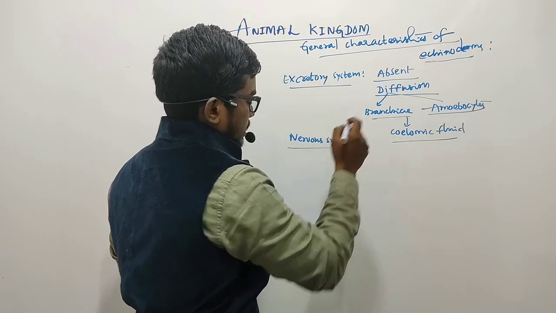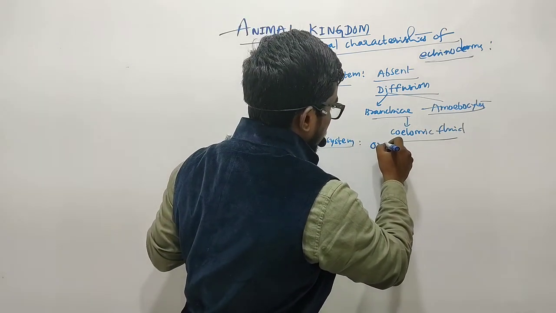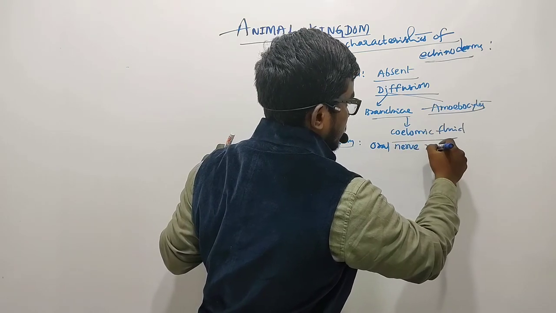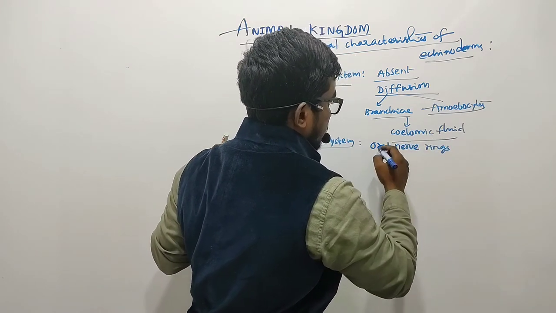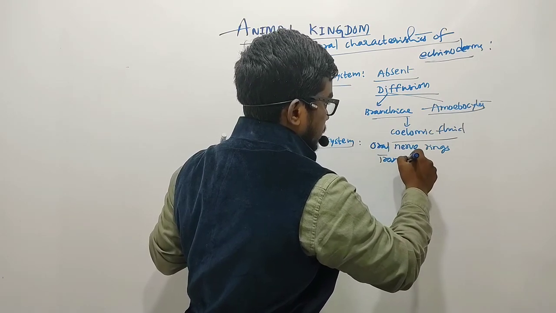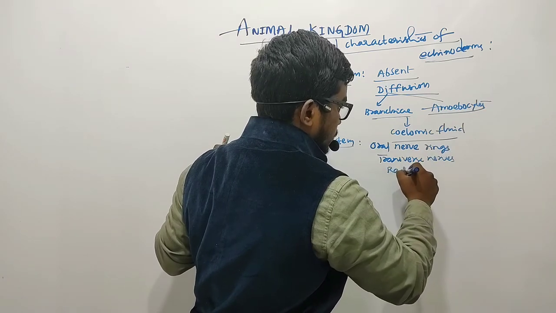Next we have the nervous system. Here it occurs through oral nerve rings, and along with this, transverse nerves and radial nerves are also present.